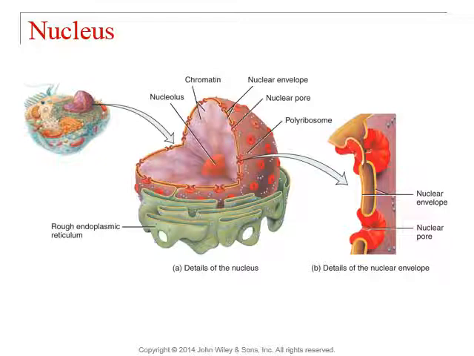A more dense portion of the nucleus is known as the nucleolus, which is a more densely packed area of chromatin. You can also see ribosomes, the polyribosomes, found all throughout the outer edge of the nuclear envelope, as it is continuous with the rough endoplasmic reticulum.